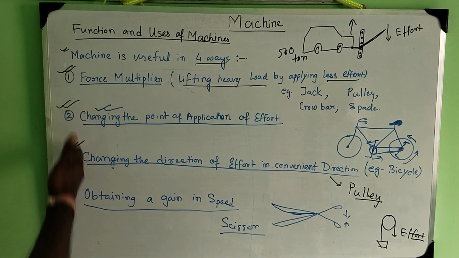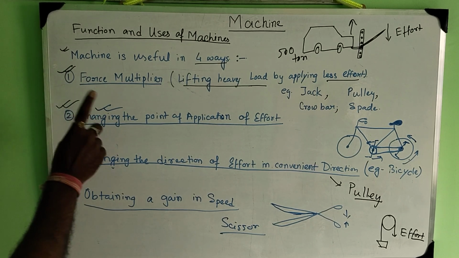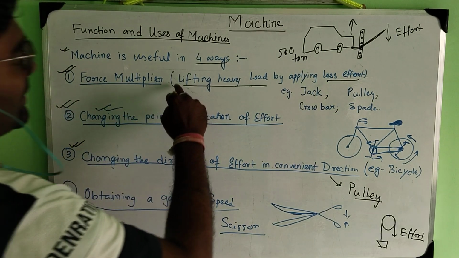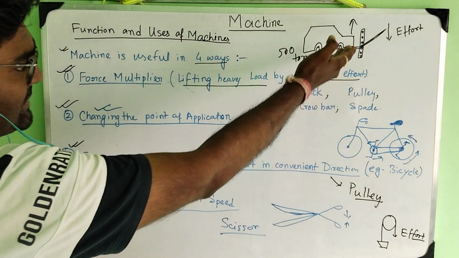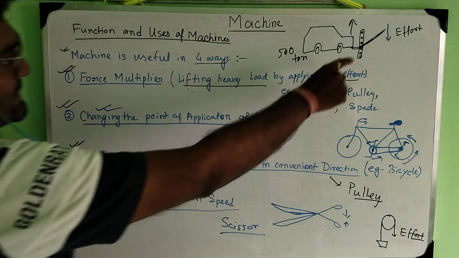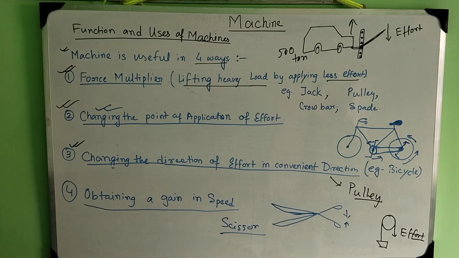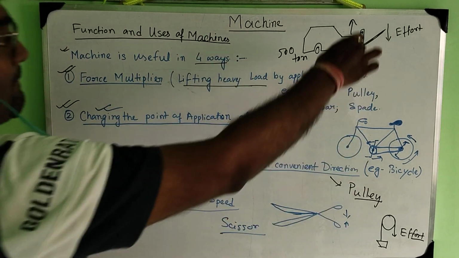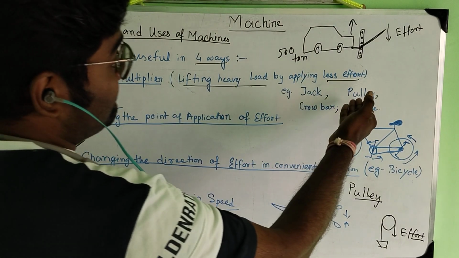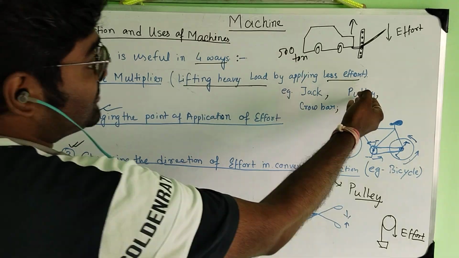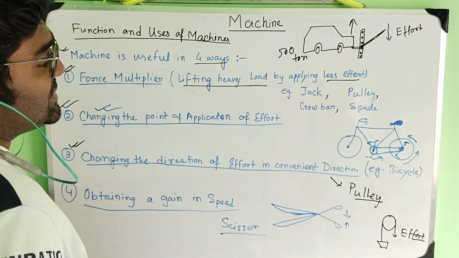So there are four ways a machine can help us. The first point is force multiplier, lifting a heavy load by applying less effort. Just like the example I have just explained, the jack screw. This is the example of a jack screw. We can lift a car. A car is a heavy load, that is 500 ton. By applying an effort we can lift up a car. Okay, now the example is pulley. This is a pulley. This pulley is also used as a force multiplier.